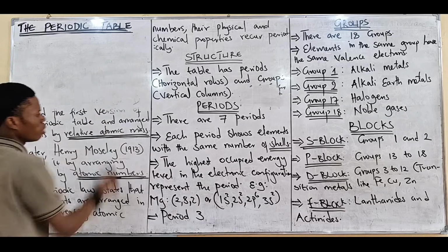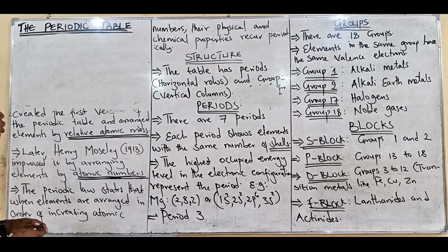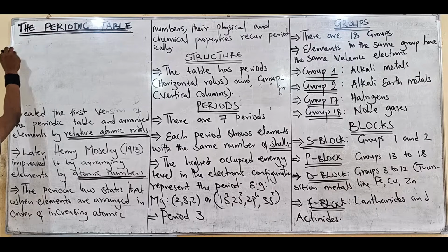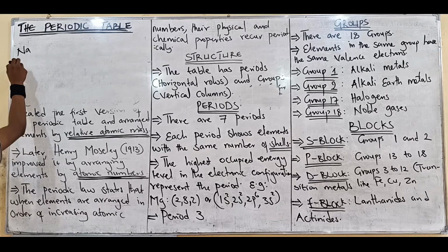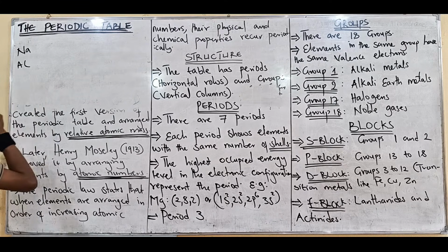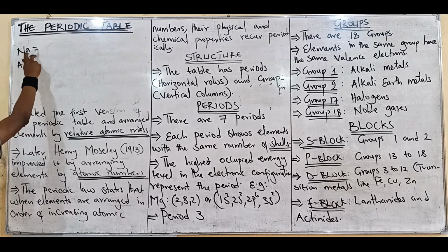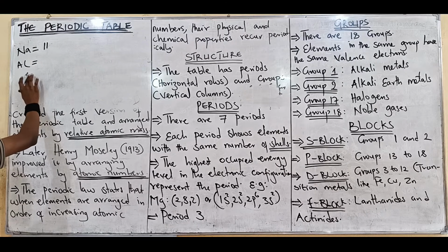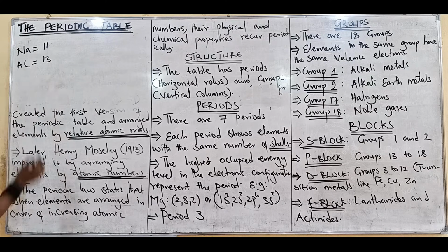Let me take 2 elements. Let's take sodium and aluminum. Let's just look at these two elements. Sodium, what's the atomic number of sodium? Sodium is 11, right? What's the atomic number of aluminum? 13, right? Good. Now, let's try to draw the shell configuration.